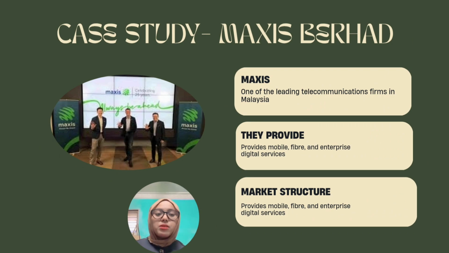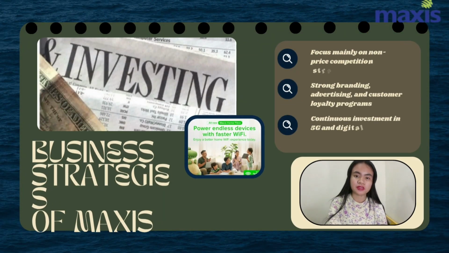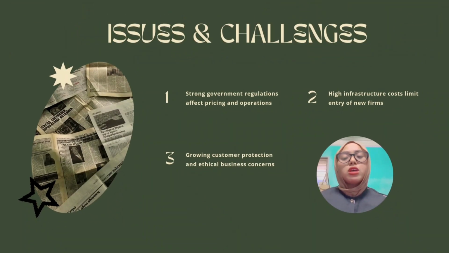and Telekom Malaysia. So for the business strategies of Maxis, there are three main strategies. The first is to focus mainly on non-price competition strategies. Next is strong branding, advertising, and customer loyalty programs. And last is continuous investment in 5G and digital innovation. We will now explain about issues and challenges.